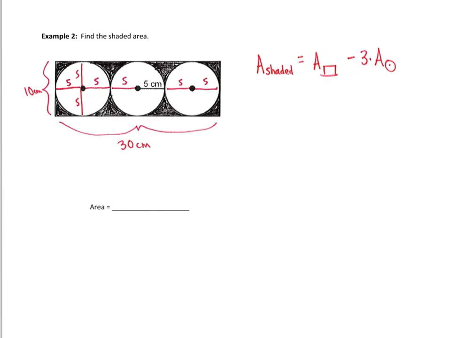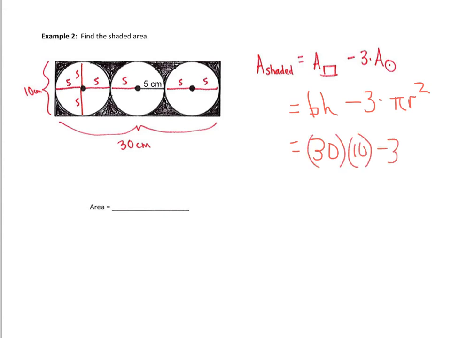Excellent, class. You are correct. The dimensions of the rectangle are 10 by 30. So now we write down our formulas. The area of the rectangle is base times height, and the area of each circle is pi r squared. So we have the base is 30, the height is 10, and each radius is 5.